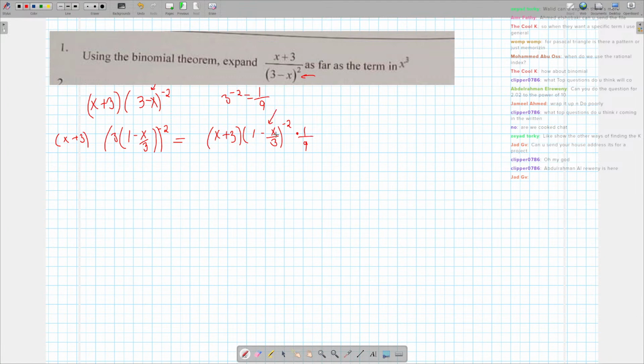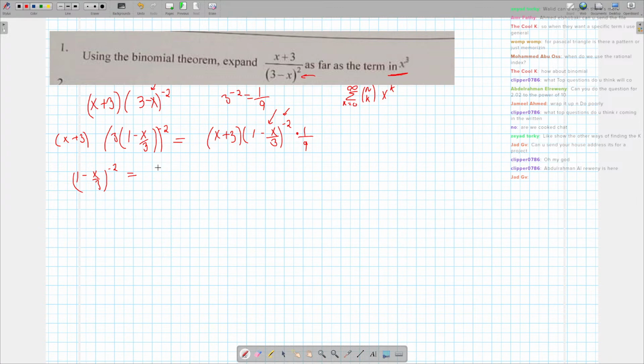Okay, what do we want to do? We want to expand this negative 2. How do we expand it? We know the formula. When it's a negative power, it's the sum of nCk from k equals 0 until infinity, x to the power of k. This is for a negative power, a rational index. In this case, we want it as far as x cubed, so let's keep going until k equals 3. So let's write it like this: (1 minus x over 3) to the power of negative 2 equals the sum of nCk terms.